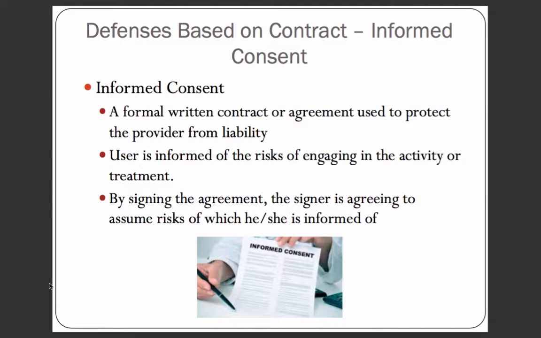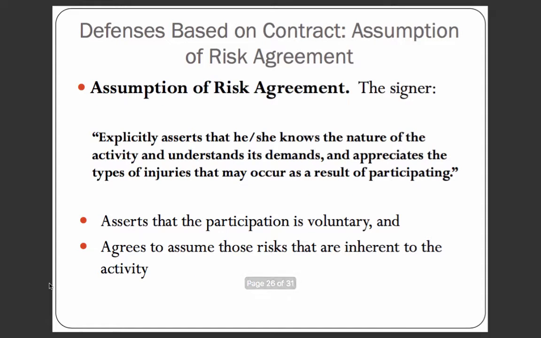We've got another example, an informed consent agreement, which is just a written contract agreement that's used to protect someone giving a service to the other party. And it just says that the user or person who's signing has been informed of the risks of engaging in that activity, and by signing it, that they agree to assume the risks. So it's just a written out understanding.